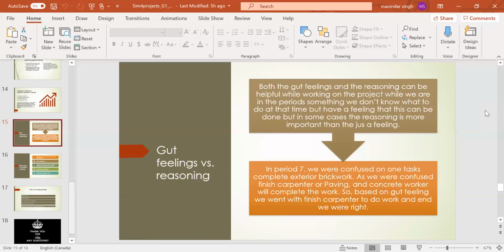So the main thing behind this is that if we don't have the proper reasoning, we can proceed with gut feelings. If we have strong feelings about something, it can give you benefits later on if you proceed with the gut feelings. Next slide, please.